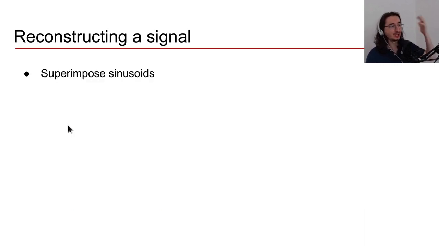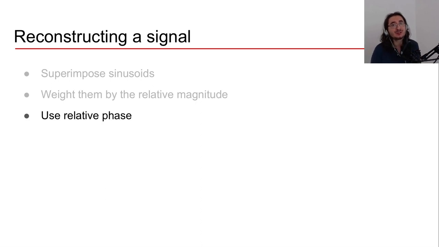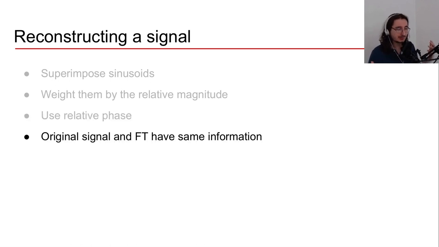And the answer is yes, we can reconstruct a signal by superimposing all the sinusoids, all the frequency components that we've extracted out of the original signal. So we superimpose the sinusoids and we weigh them by their relative magnitude. So the ones that have a higher magnitude are going to have a higher impact in making the original signal. And then obviously we want to use the phase that we extracted as well. And the point here is that the original signal and the Fourier transform have the same information, and we can go back and forth from time to frequency domain as we please.